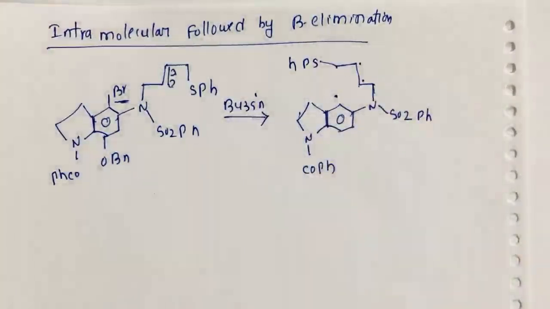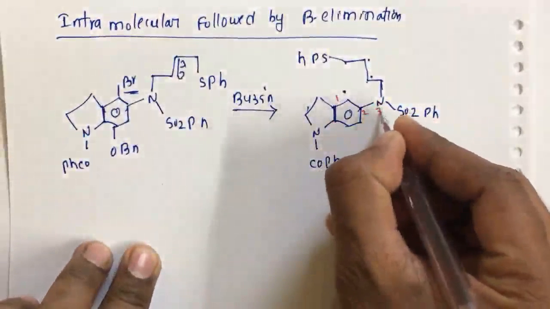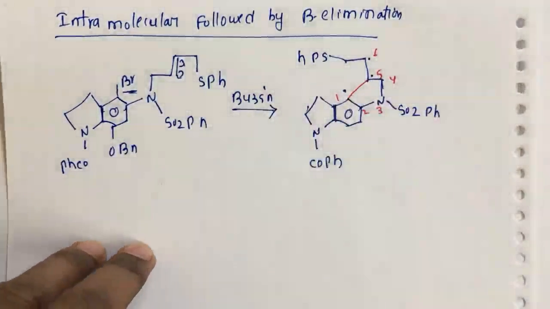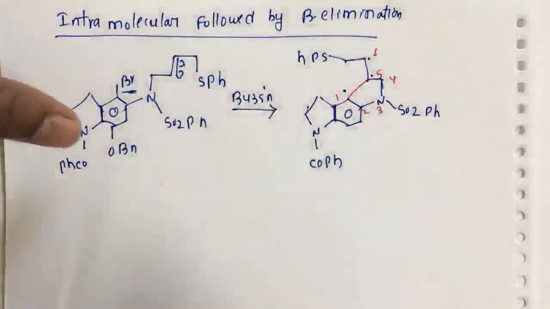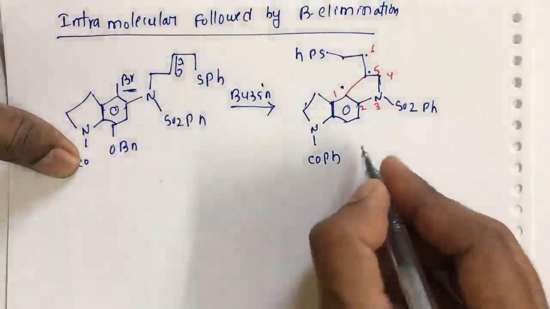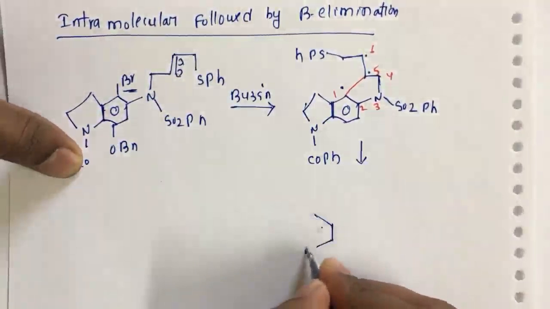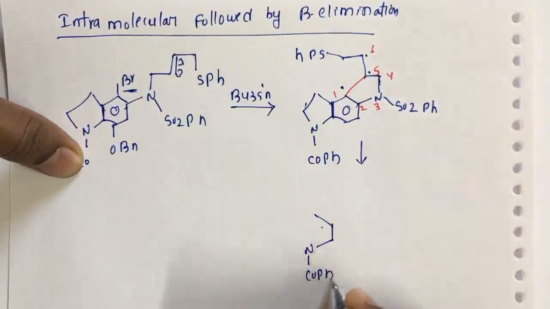Now just give the numbering 1 2 3 4 5 6. If these two form a bond, we will get a 5-member ring. Always remember 5-member ring formation is major. COPh.